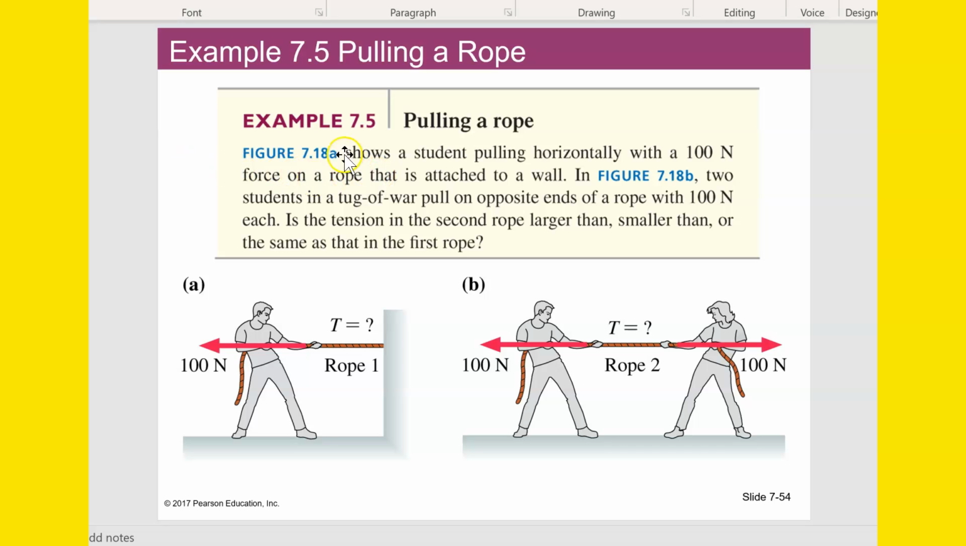Example 7.5. This figure shows a student pulling horizontally with a 100 Newton force on a rope that is attached to a wall. In the other figure, two students in a tug-of-war pull on opposite ends of a rope, also with 100 newtons each. Is the tension in the second rope larger than, smaller than, or the same as that in the first rope? Let's think about it like this.